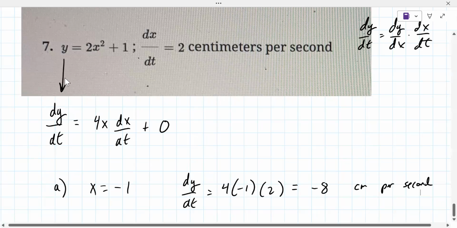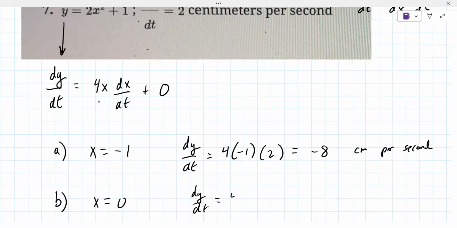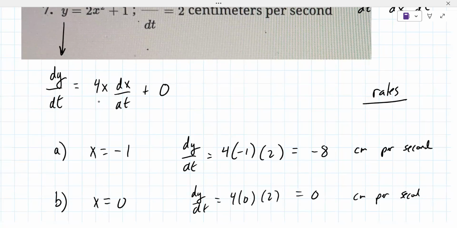Okay. So it's the same, you're just substituting. B is the same. You're just putting 0 in. So dy dt equals 4 times 0 times 2, which is 0 centimeters per second. The derivatives are all rates, and that's why it's per second or per something. Usually it's per unit time.